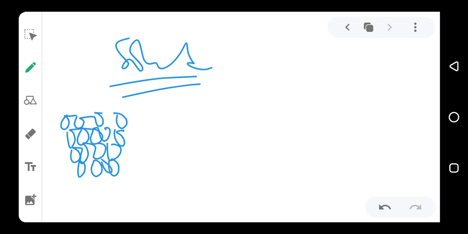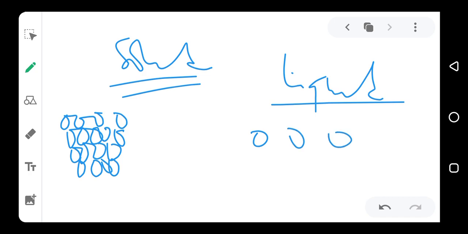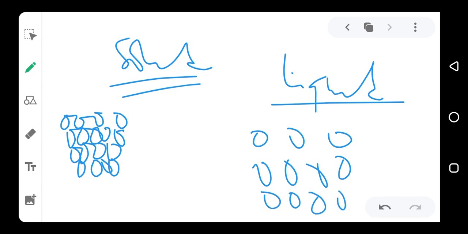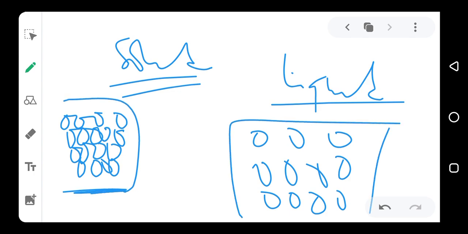But for liquid, they are more free. Liquid, they are packed this way. They are close to each other, but they are not as close as that of a solid. See that of solid, they are very close. But see that of a liquid, at least they have small space, so they can move small. But that of solid, they don't move.